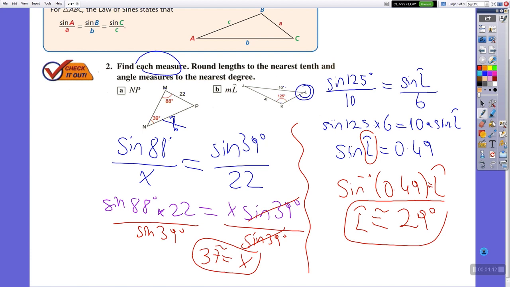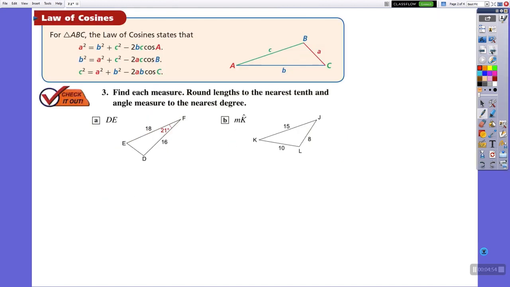This is what law of sine is. So this works if you have two side lengths and one non-included angle, or two angles and one side. What about having two sides and one included angle, and 3 sides? Side angle side. So in this case we have law of cosine.